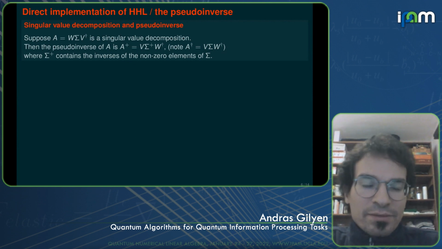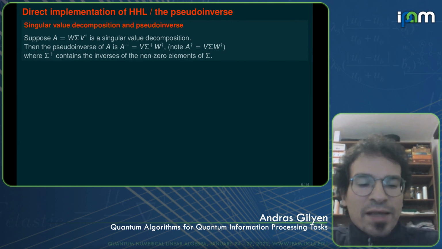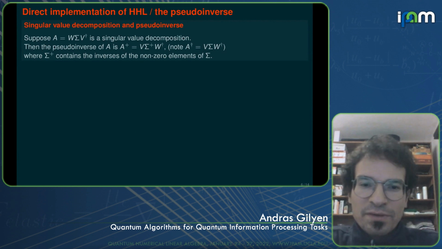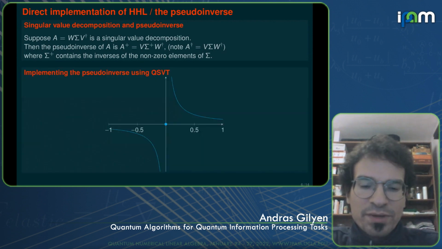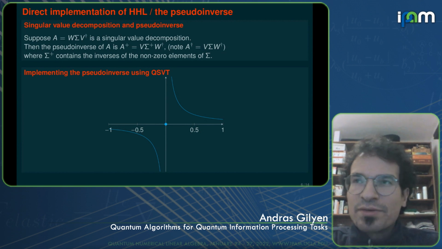And well, then what you need to do is just find a polynomial approximation of the 1 over x function and apply it to this sigma matrix using quantum singular value transformation. Now, the problem is that this 1 over x function is not a very nice function. It diverges around 0. So in particular, it cannot be approximated by the bounded polynomials that are required.